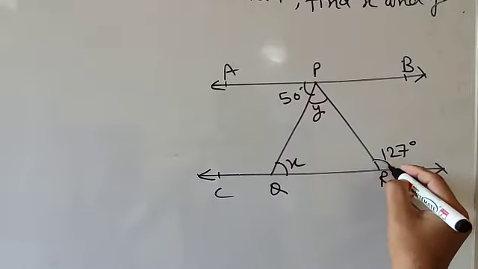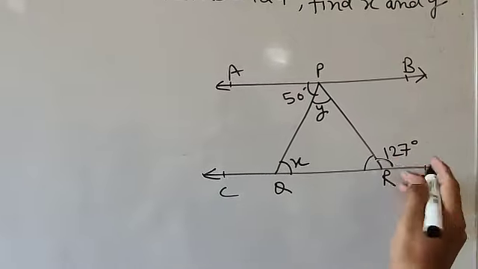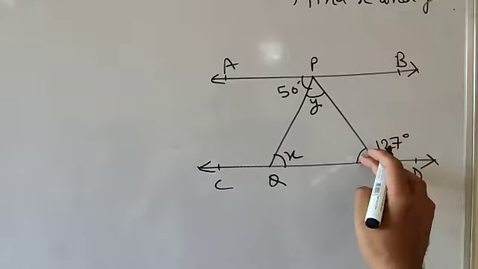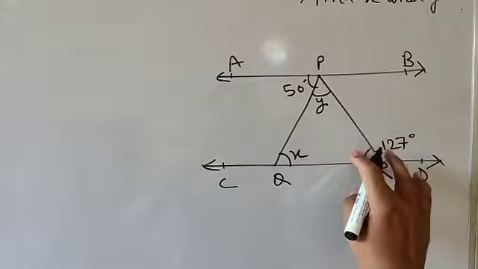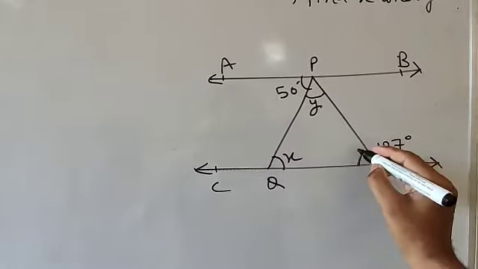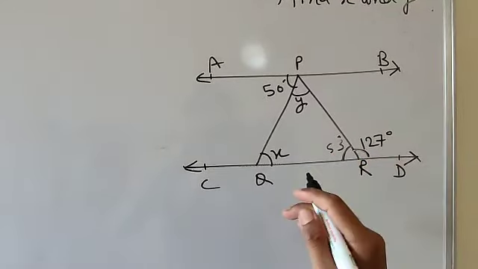Here it is 127 degree. So you can find this angle, that will be 180 minus 127. That is the linear pair of angles. So this angle plus this angle is equal to 180. Then 180 minus 127, you will get this angle. If you subtract 180 minus 127, then you will get 53 degree. So here this angle will be 53 degree.